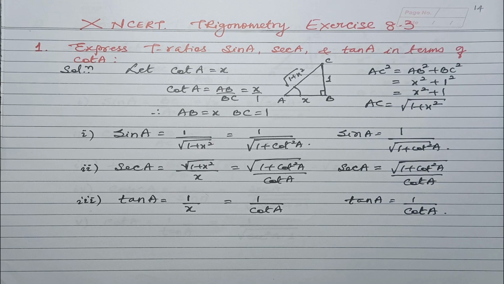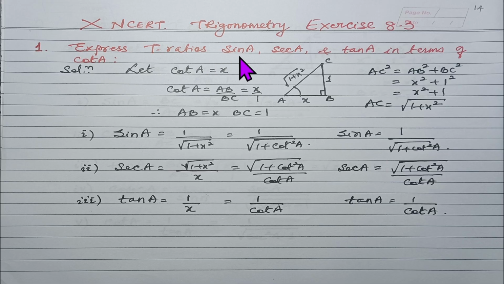Welcome to MRL. In this learning session, we'll be learning the solutions of all the examples of exercise 8.3 of the Trigonometry chapter of the 10th NCERT CBSE textbook. Now, in the first question here, we have been asked to express the T ratios sin A, sec A and tan A in terms of cot A.